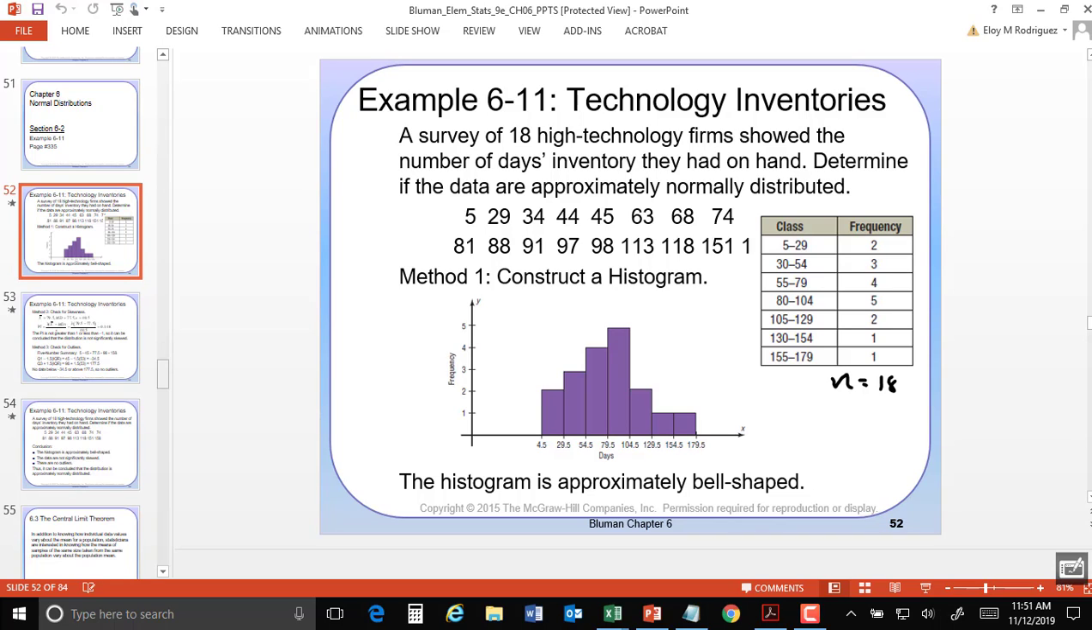I have a histogram. And it looks kind of bell-like. Okay, so we'll say approximately bell curve. Gives us an idea what the population might be. Okay, so let's go next.